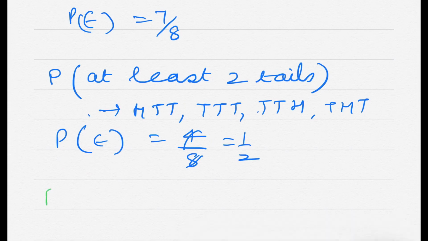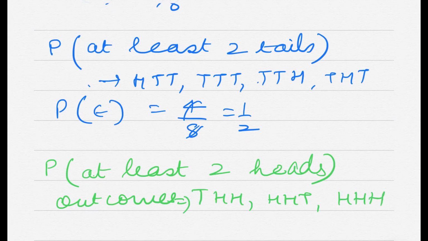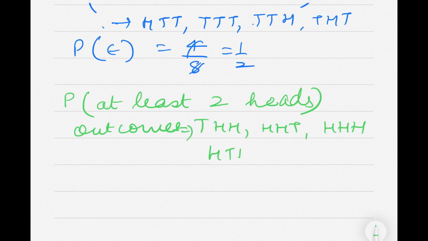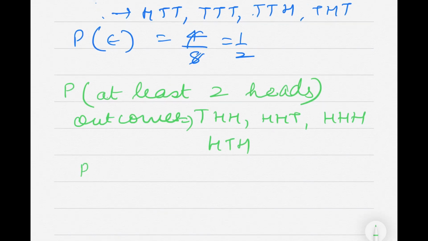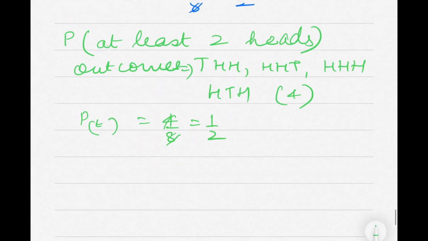Same way, if I go similarly for the next question, the probability of at least 2 heads. At least 2 heads means it will not include 0 heads or 1 head. So 2 heads and above. So for 2 heads my outcomes are tail, head, head, then head, head, tail, and head, tail, head. I can have 3 heads as well. Okay, so 4 outcomes. So the probability of this event will be again 4 by 8, which is also equal to 1 by 2. So we have done at least 1 head, and the same thing also for tails, same outcomes. Now we can do at most. Okay, let's do at least first.